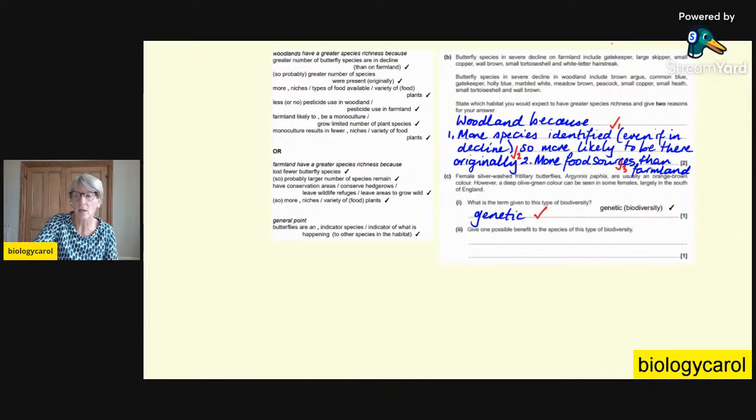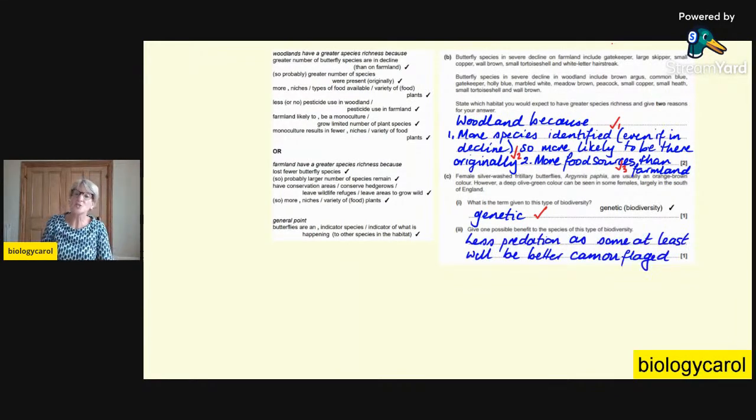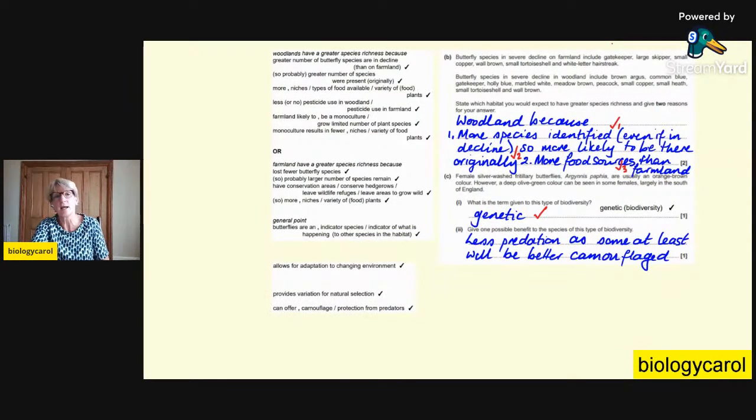So this is what I put. Less predation, as some at least will be better camouflaged. Either the green ones or the orange-brown ones will be, depending on the habitat, obviously. So here's the mark scheme. Here are the examiner's notes. Look, you could do the whole species survival when a new disease is introduced. You could have said that. I got the mark.